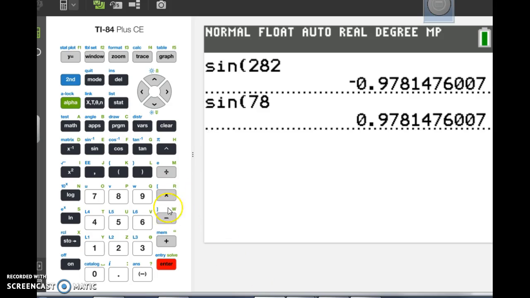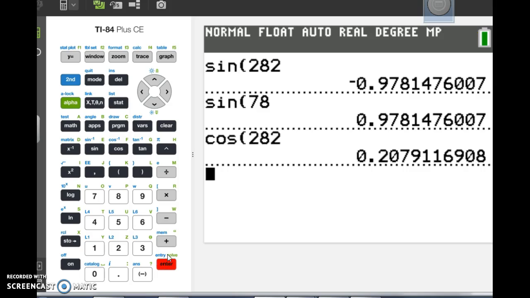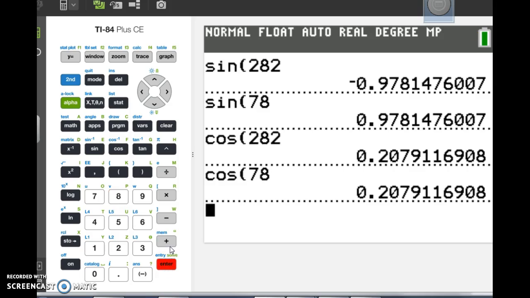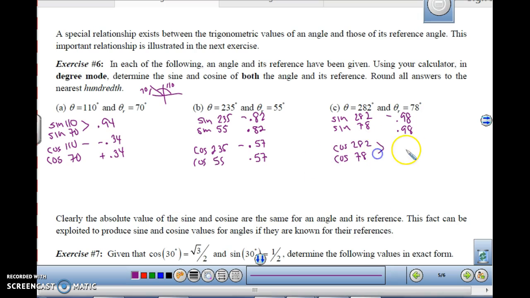All right, let's try cosine. Cosine of 282 is 0.21 approximately, and the cosine of 78 is also 0.21, so approximately 0.21. All right, so clearly the absolute value of the sine and cosine are the same for an angle and its reference. This fact can be exploited to produce sine and cosine values for angles if they are known for their references. Okay, so basically, why are these different? Again, it's going to depend on what quadrant this angle falls in.